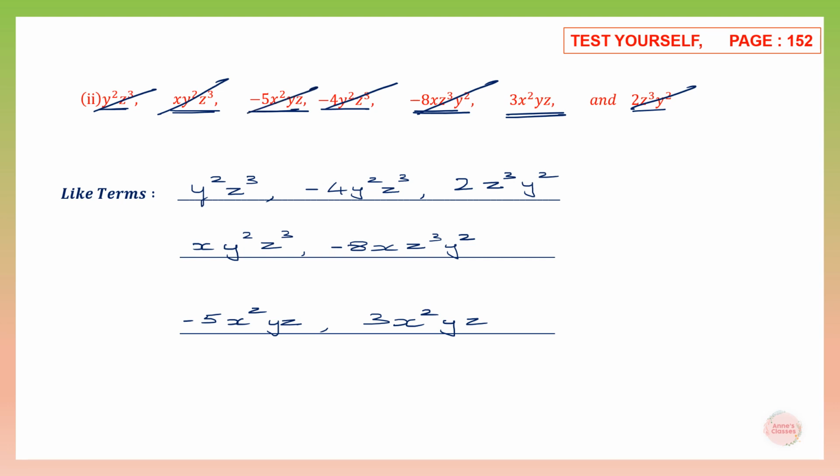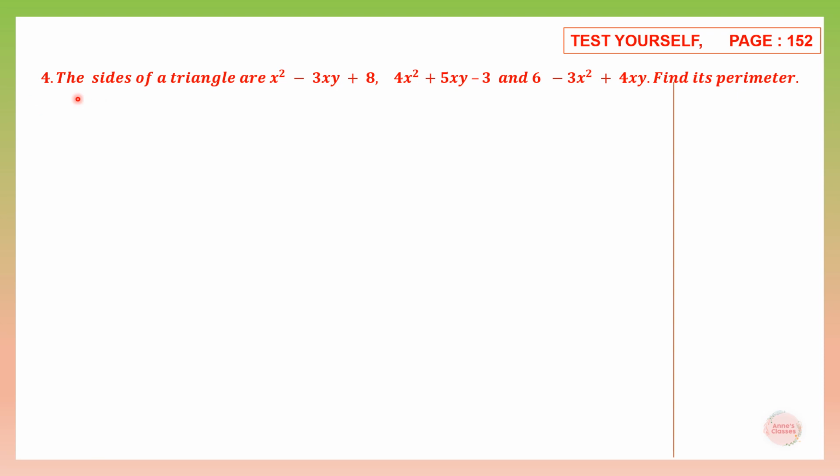So we completed these also. Question 4. The sides of a triangle are given to us. A triangle has three sides. So this is the first side, this is the second side, and this is the third side. Now we are asked to find the perimeter.